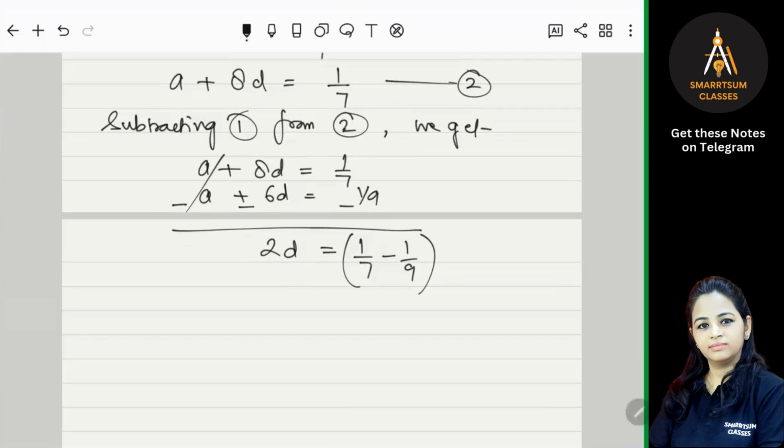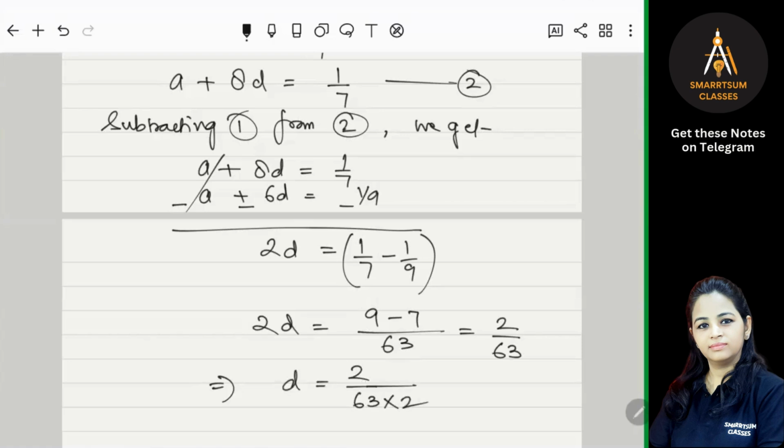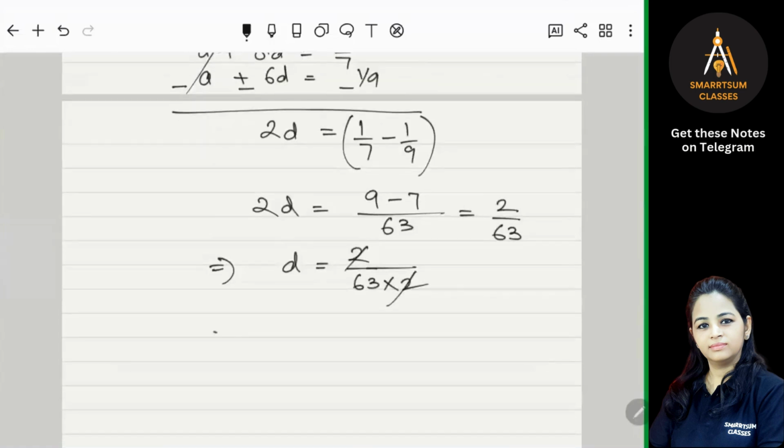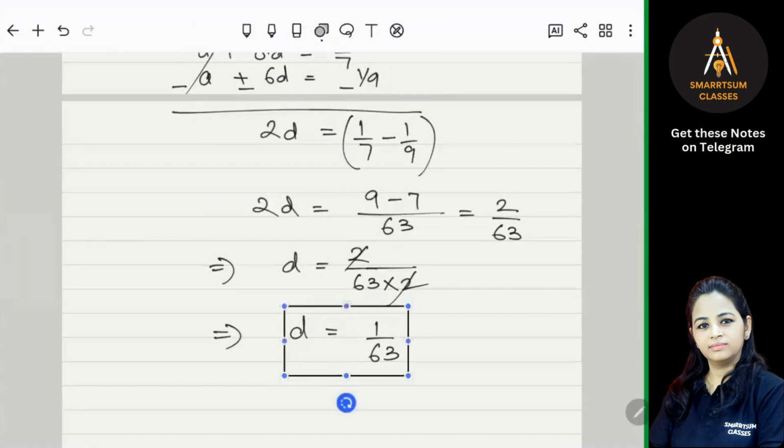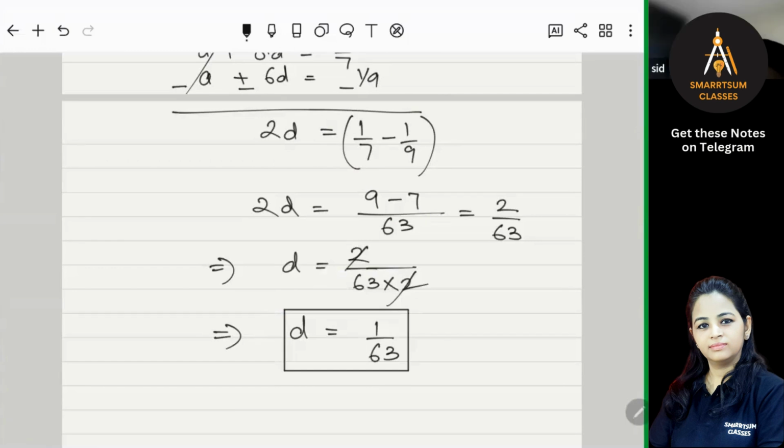So 2D is 1 by 7 minus 1 by 9. LCM is 63, right? 9 minus 7, that is 2 by 63. So therefore, D is equal to 2 upon 63 divided by 2, right? Getting it? 2 will cancel. And this is how we can get the value of D, which is 1 upon 63, right? So using the 7th term and 9th term, we have found out the common difference. Getting it?